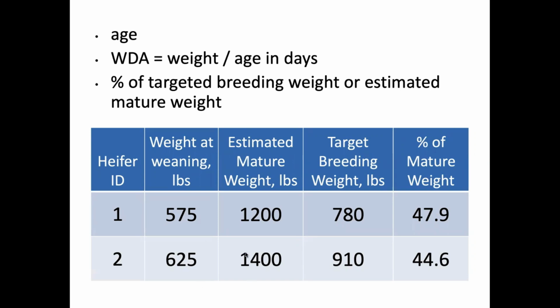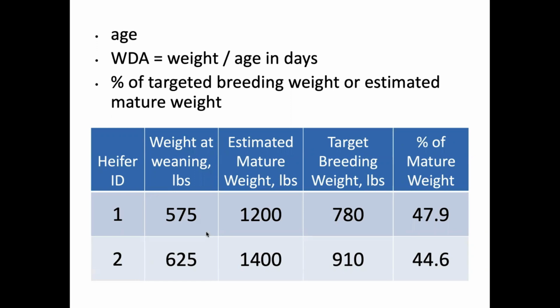So if we think about how close they are to reaching that target, if we just look at the two heifers here in this example, the first heifer at weaning is weighing 575. The second heifer is weighing 625. Well, if that's all we considered, we'd probably lean to that heifer weighing 625.